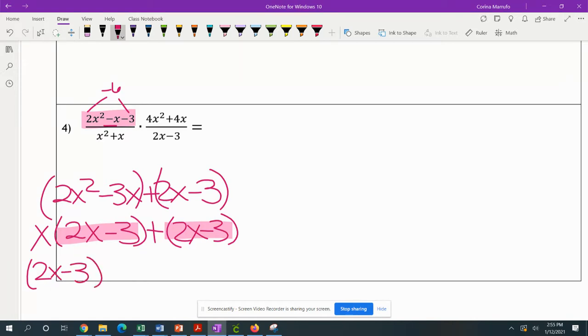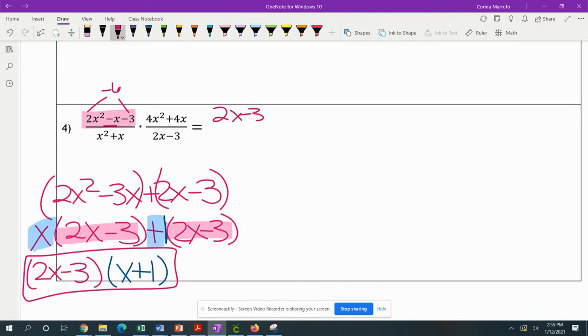And then we write whatever's left over. So I'm left over with an x, a plus, and don't forget, if there's no number right here in the front, it's a 1. So x plus 1. Okay. So this is what's going to be put right there at the top. So 2x minus 3 and x plus 1.